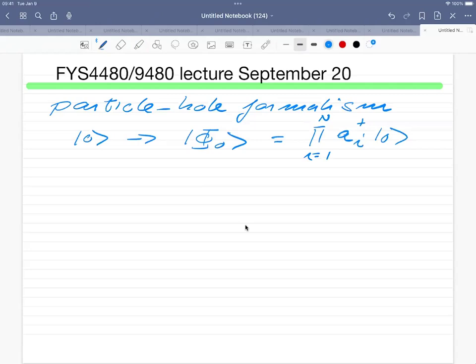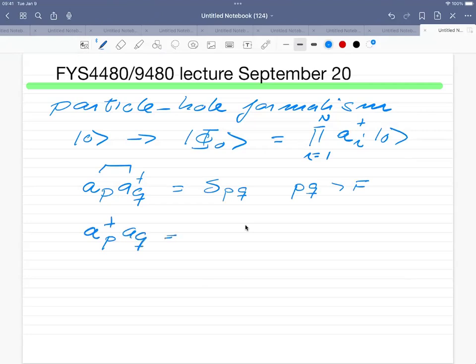And then we had these new commutation rules and contractions. So we had that this contraction is different from 0 if P and Q are states above the Fermi level. And then we have a_P^dagger a_Q, which is equal to delta_PQ in case P and Q are below the Fermi level. So F indicates all these single particle states which are being filled up.